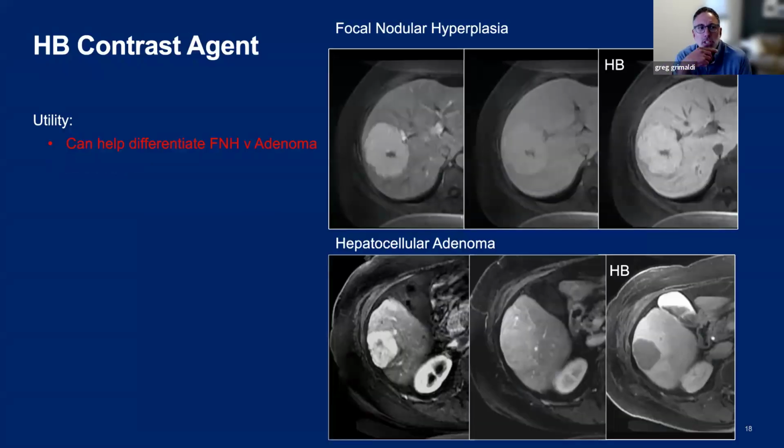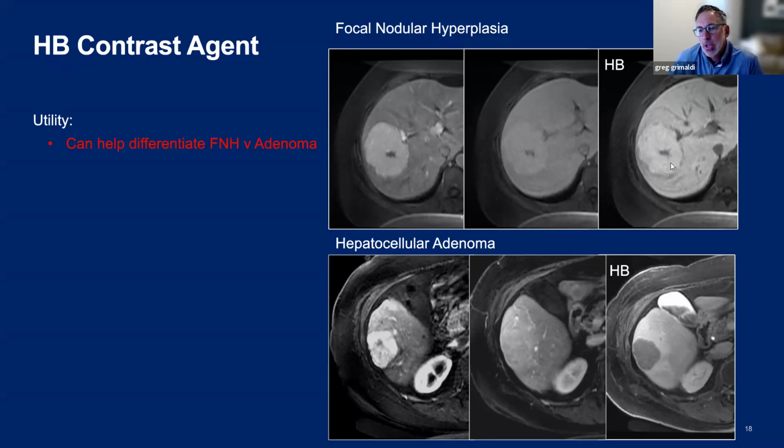And then there's one other utility for hepatobiliary contrast agents such as Eovist. They can help us, they're not perfect, but they can help us differentiate focal nodular hyperplasia from hepatocellular adenoma. So again, focal nodular hyperplasia, it's normal hepatocytes with abnormal biliary radicals. They tend to be very hypervascular. Sometimes they have a central scar, which does not enhance. At portal venous phase imaging, they sort of blend a little bit more with the background.